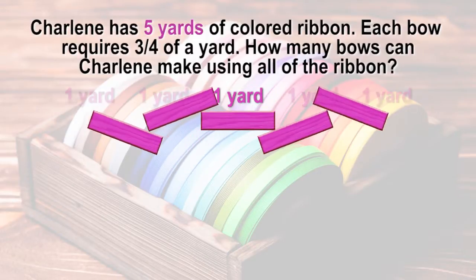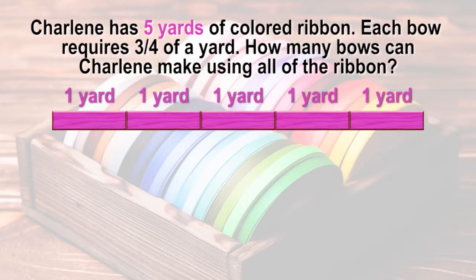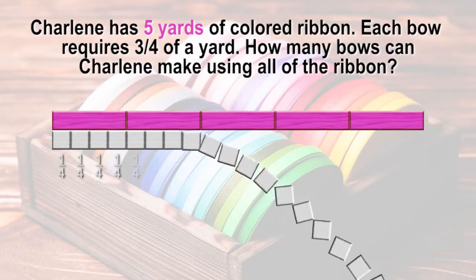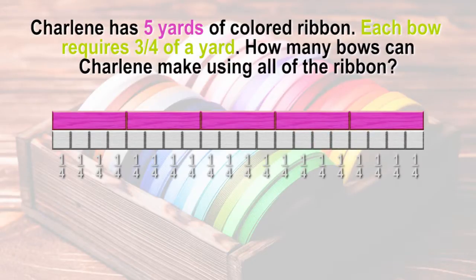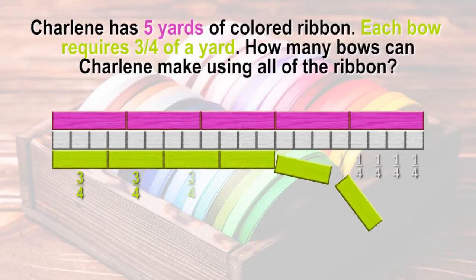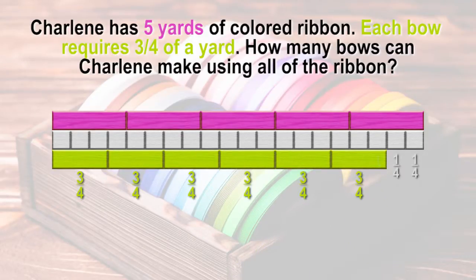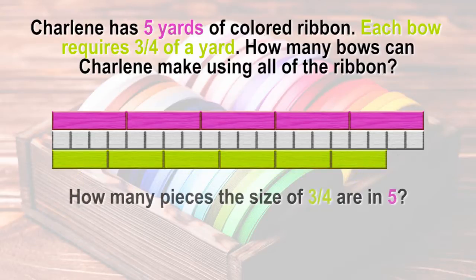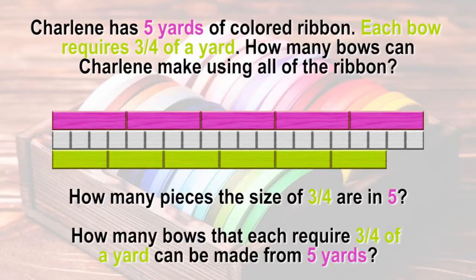There are 5 purple rods in the model because each purple rod represents 1 yard of ribbon that Charlene has, and she has a total of 5 yards. The white rods represent 1/4 of a yard. Since each bow requires 3/4 of a yard, the light green rod will represent the amount of ribbon needed for each bow. 3 of the white pieces are the same length as 1 light green rod. The mathematical question that relates to this model is how many pieces the size of 3/4 are in 5, or how many bows that each require 3/4 of a yard can be made from 5 yards.